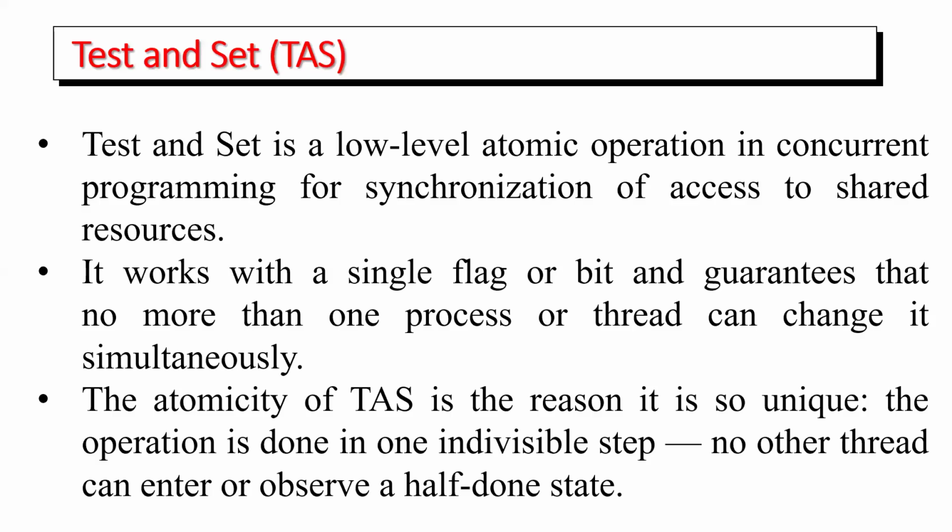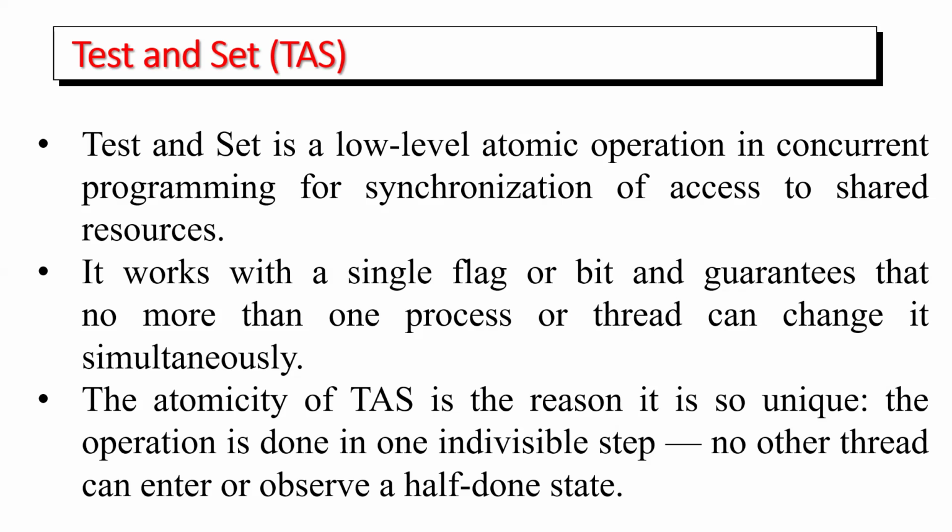So test and set is a basic synchronization primitive used mostly in operating systems and concurrent programming to manage mutual exclusion. It makes sure that only one process or thread enters the critical section at a time. This test and set operation does two things atomically, meaning as a single uninterruptible step. For example, it reads the value of a lock variable and sets the lock variable to true, or say one. And it then returns the original value that was in the lock.